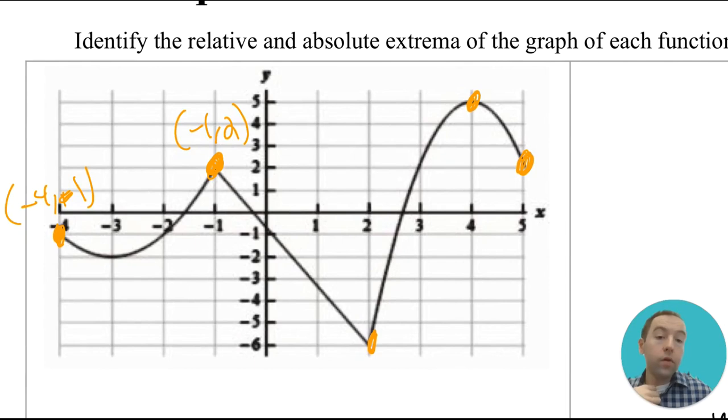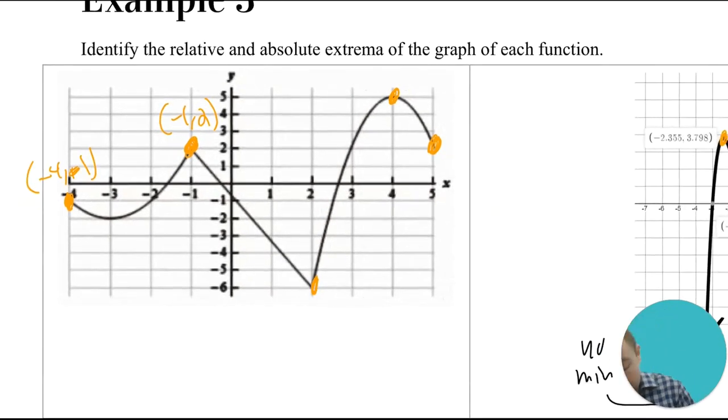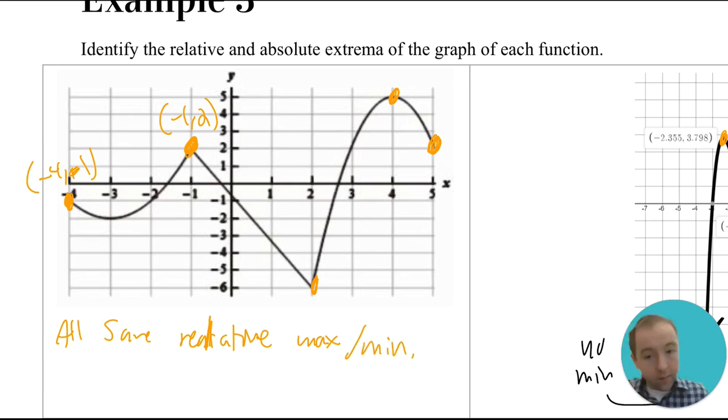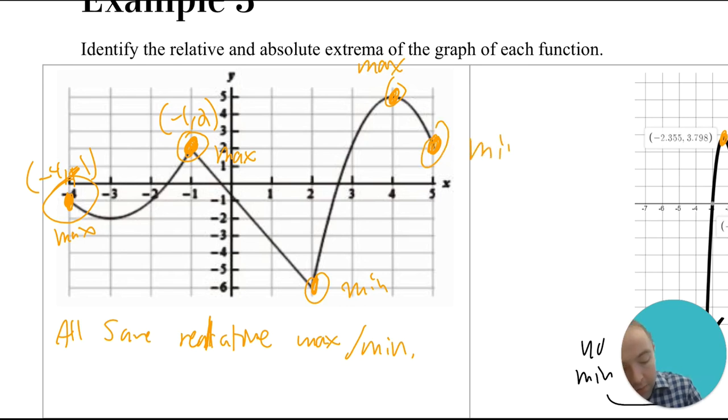all 5 of these orange dots are going to be relative extrema. So yeah, all 5 are relative, either maxima or minima, right? So this point right here would be considered a maximum. This point right here would be considered a max. This would be a min. This would be a max. And this right here would be a min, right?